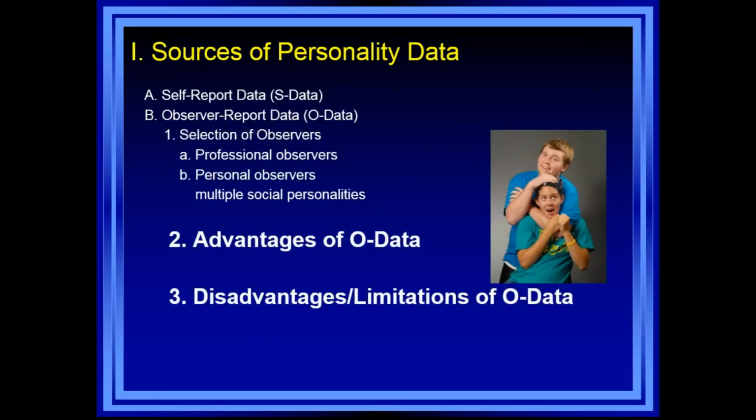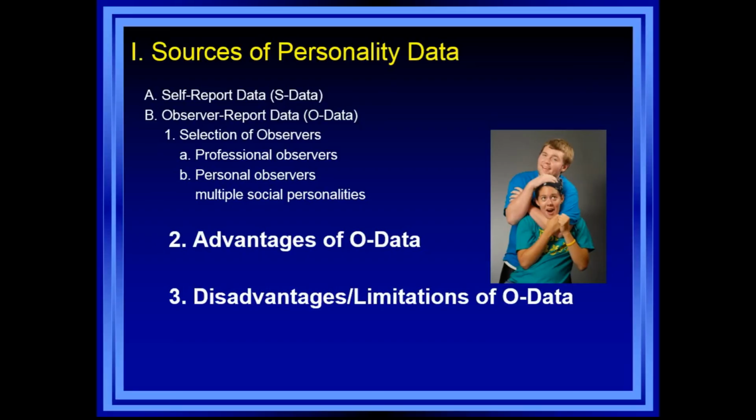Advantages of this type of source of personality data. We'll talk about 3 key advantages. The first one, observers give us access to information that is not attainable through other sources, because we're going to get such a nice sense of natural behaviors. And that's the first advantage.